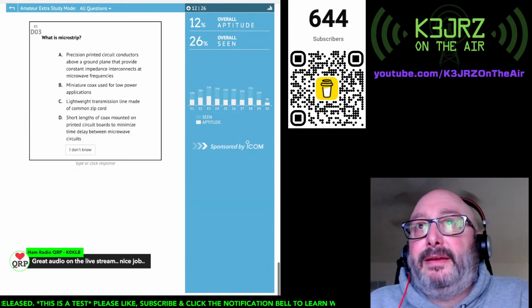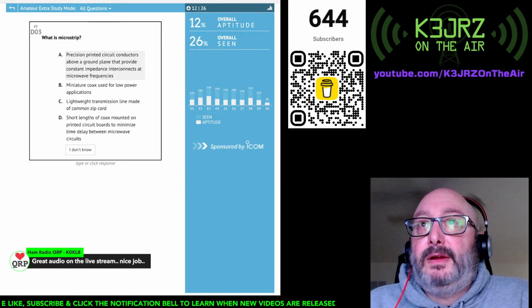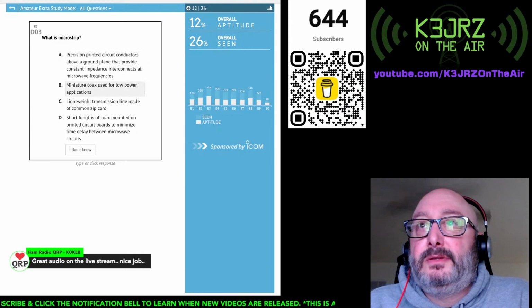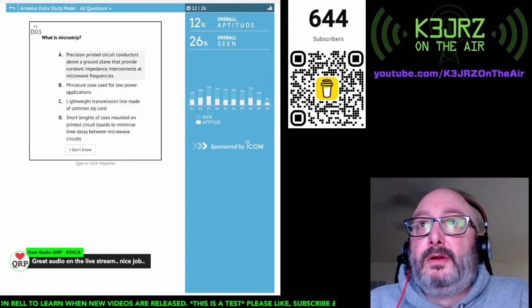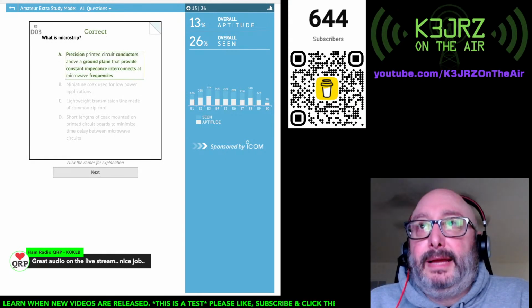Kind of knew that one, I think. It looks familiar. Precision printed circuit conductors above a ground plane provide constant impedance against major coax. No, it's not. Zip cord. I knew what that was.